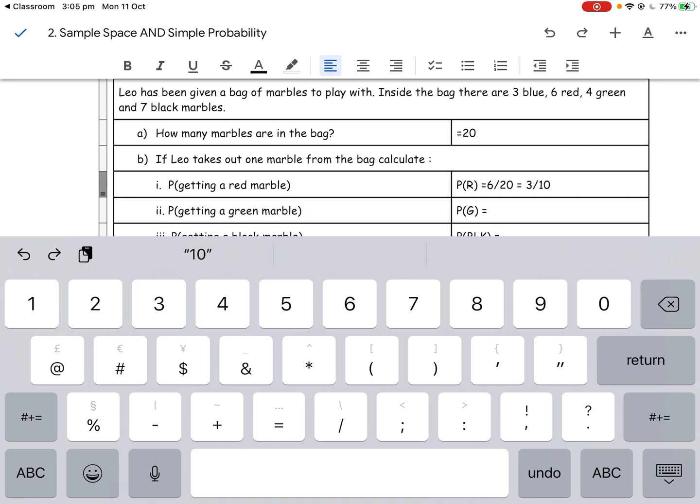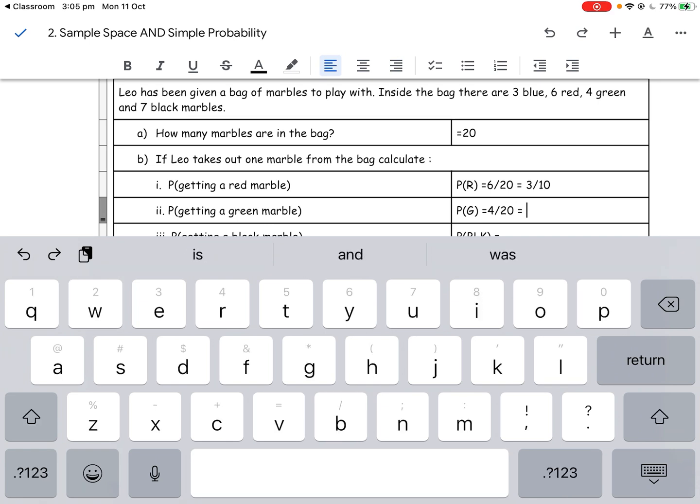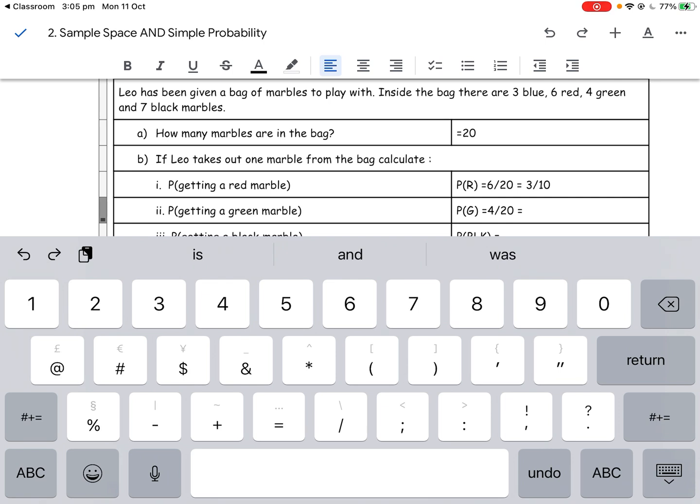What's the probability of getting a green marble? How many greens are there? There are 4 greens. 4 out of 20. Can you reduce that for me? Half of 4 is 2. Half of 20 is 10. Now can we halve those numbers again? I think we can. What's half of 2? It's 1. And half of 10 is 5. So your final answer could be 1/5.